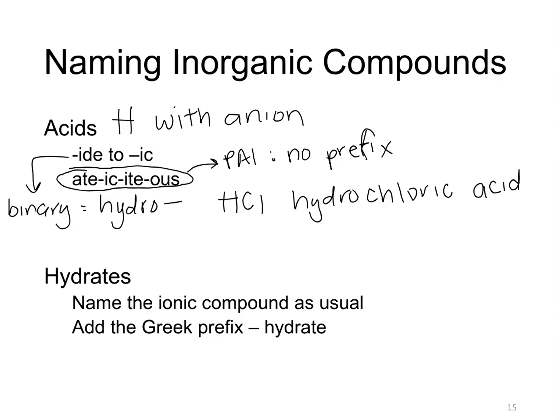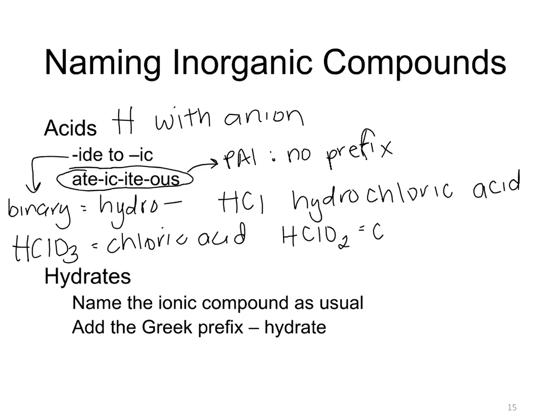So let's say we're looking at HClO3. That's hydrogen with the chlorate ion. So chlorate is going to turn to -ic. So we're going to say that this is called chloric acid. Ite turns to -us. So if we had hydrogen with the chlorite ion, that would be chlorous acid. And I remember ate goes to -ic and ite goes to -us because it sounds like a disease, atic-itis.